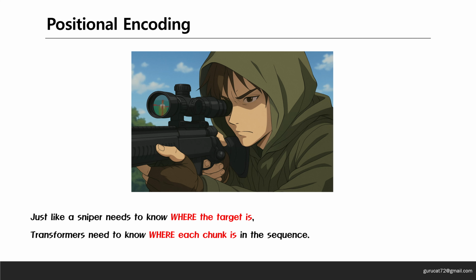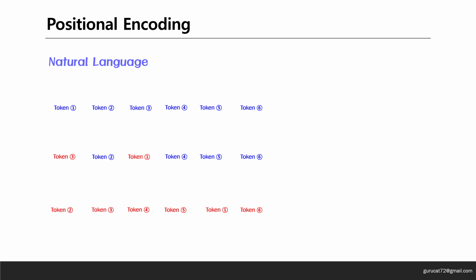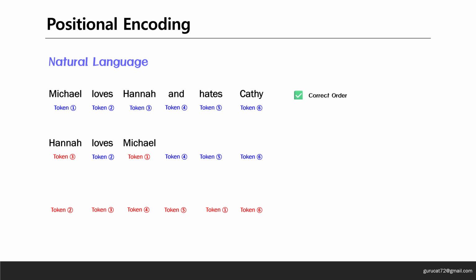Let me show you some examples. Let's look at some actual examples. Starting with language. Michael loves Hannah and hates Kathy. Okay, clear story. Michael's got some relationship drama going on. Now what if we just swap token 1 and token 3?